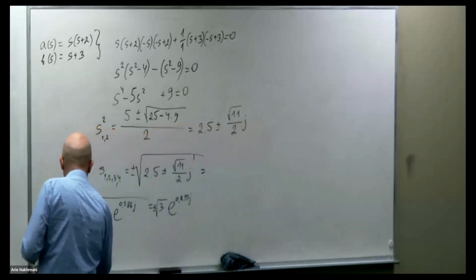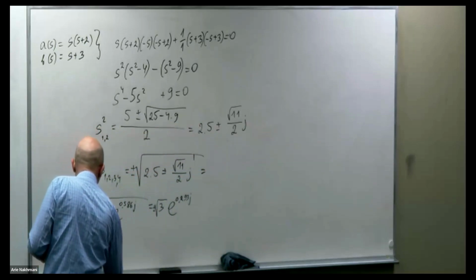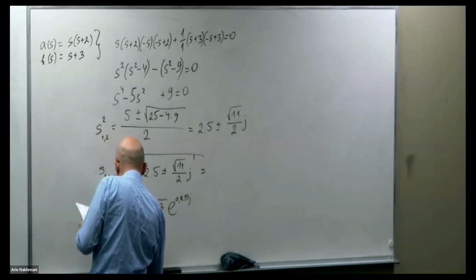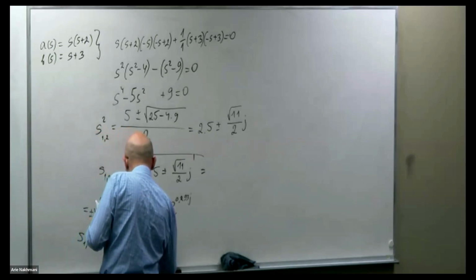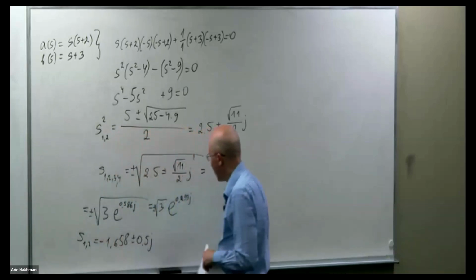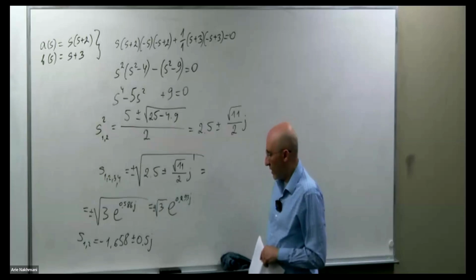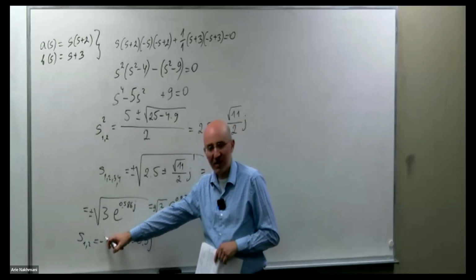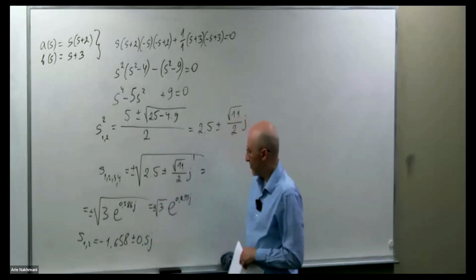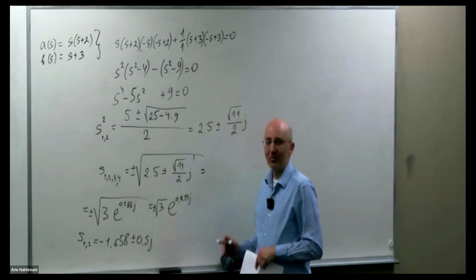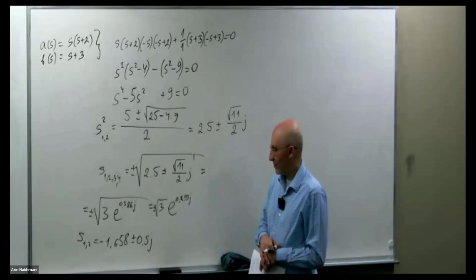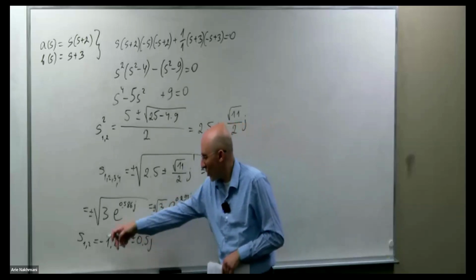So S1 and S2 that we are interested in will be minus 1.658 plus minus 0.5j. And you will have S3 and S4 with plus here. Same thing, but with plus, because they are symmetrical. I'm just converting that back into rectangular coordinates. Yeah, your calculator can do that. But you give these numbers and you get these numbers.